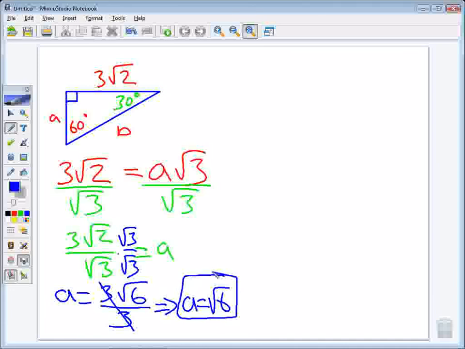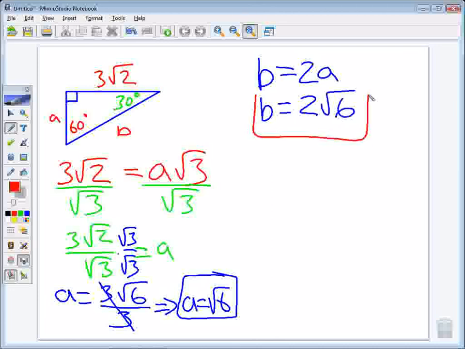So I have A. Now I'm looking for B. And what do I have for my equation for B? Well, I have my hypotenuse. B is equal to 2 times the shorter leg. So it's 2 times A. Well, what's my shorter leg? I see down here that A is square root of 6. So B equals 2 square root of 6, and I'm done.